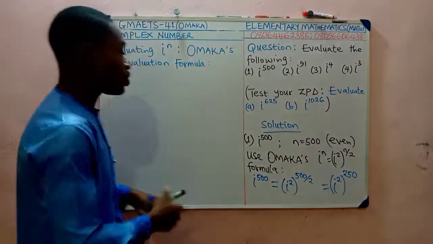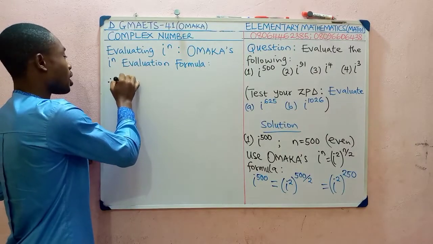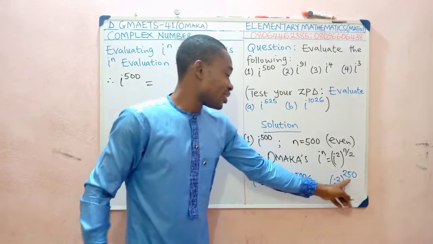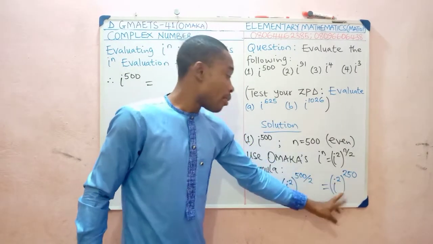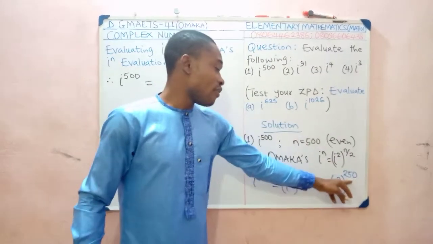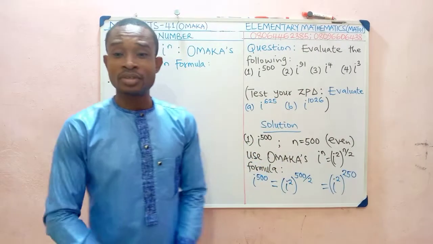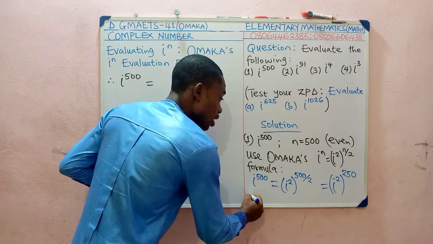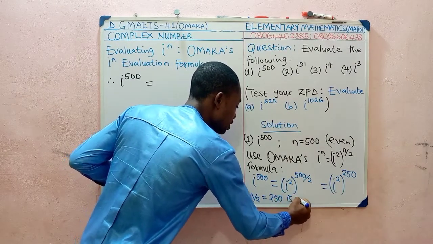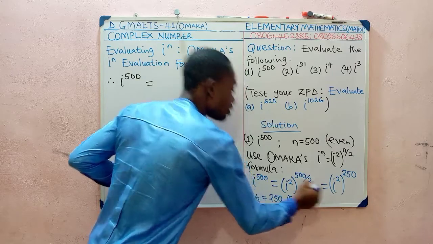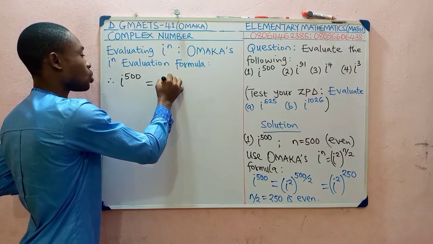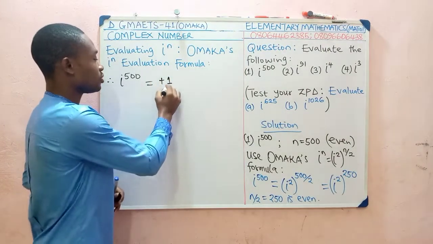Therefore, what's the answer to this question? Therefore, i raised to power 500 is equal to, all we need to do is to come to this and check the power. Remember that this power 250 is n over 2. This n over 2, which is equal to 250, is even. Therefore, i raised to power 500 will give us plus 1. So this is the answer.